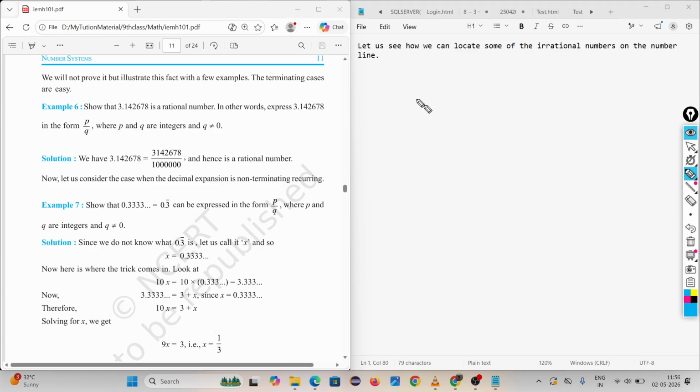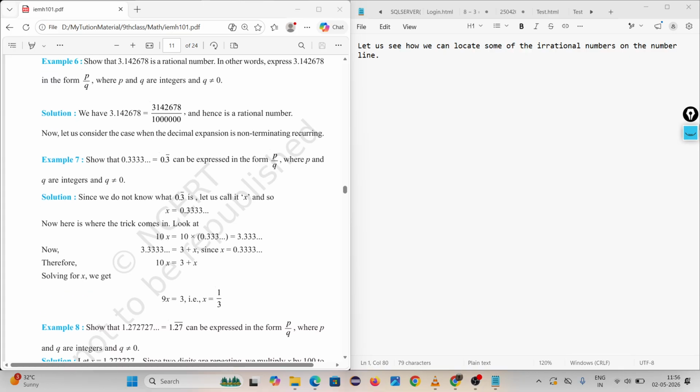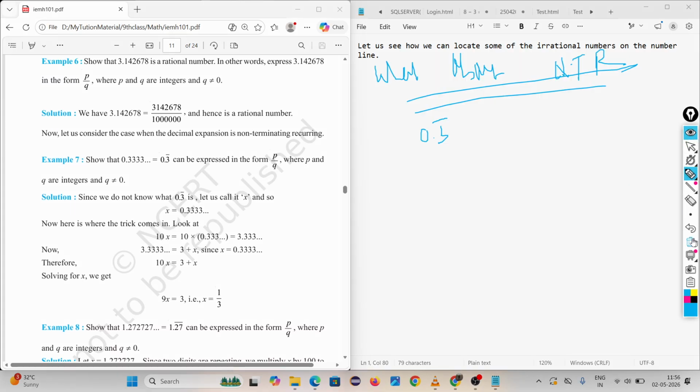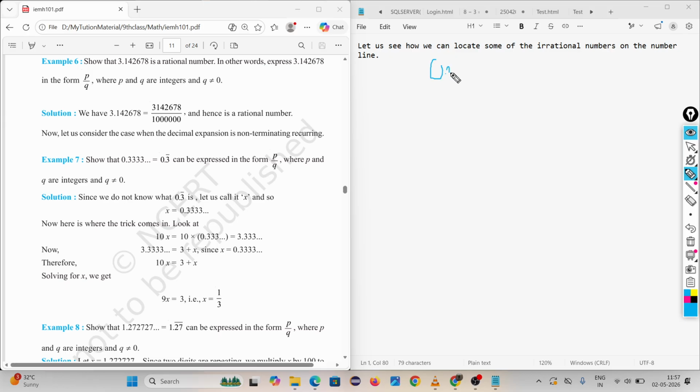But sir, what about non-terminating recurring decimals? Look, suppose the example is 0.3 bar. This is a new point for you. What is the meaning of 0.3 bar? I can write it as 0.3333.